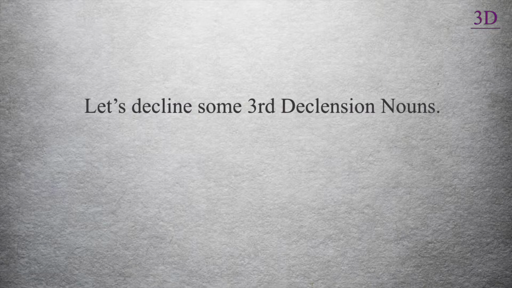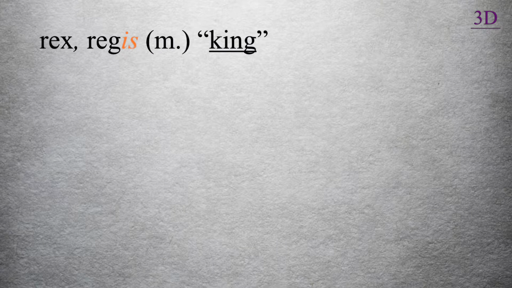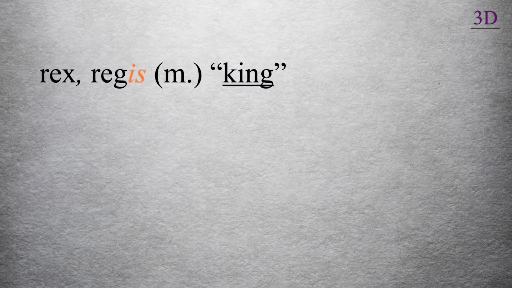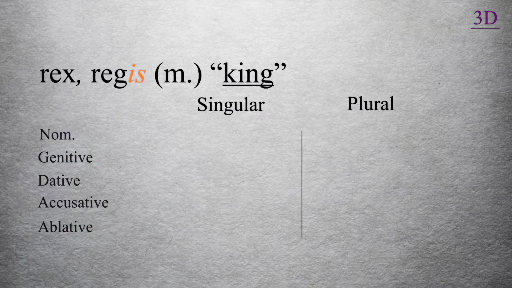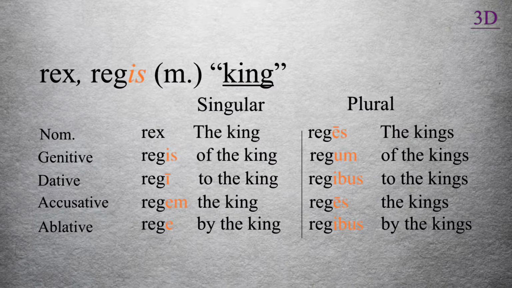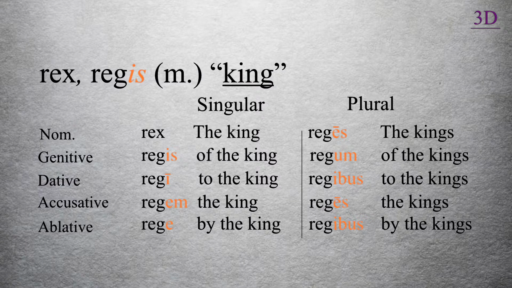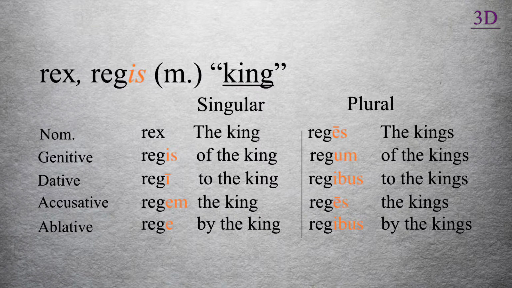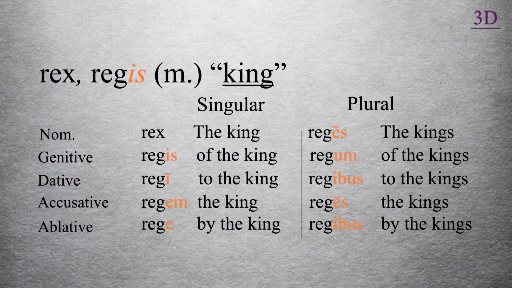So let's go ahead and decline some third declension nouns. Starting with rex, regis, masculine, meaning king. As you can see, there's that is indicating the genitive. Starting with the nominative singular and working our way down, rex in the nominative, regis in the genitive, regi in the dative, regem in the accusative, rege in the ablative. Nominative plural, reges, genitive plural, regum, dative plural, regibus, accusative plural, reges, ablative plural, regibus.